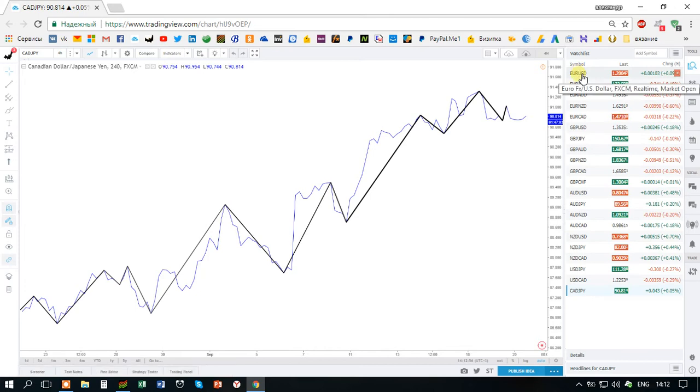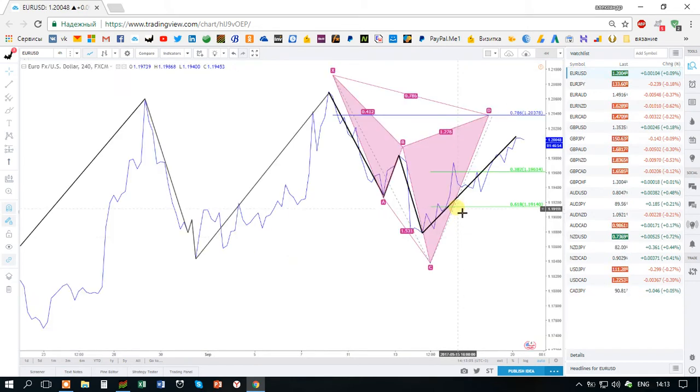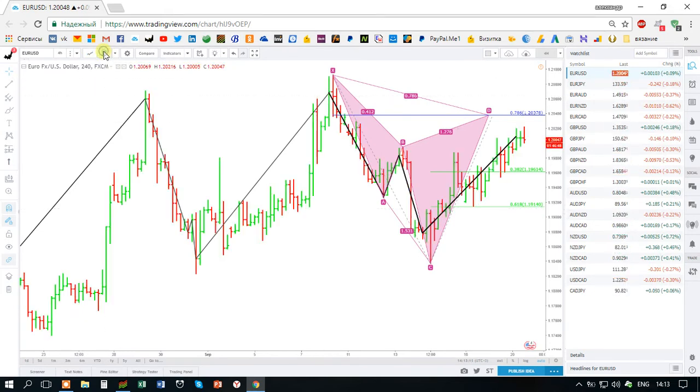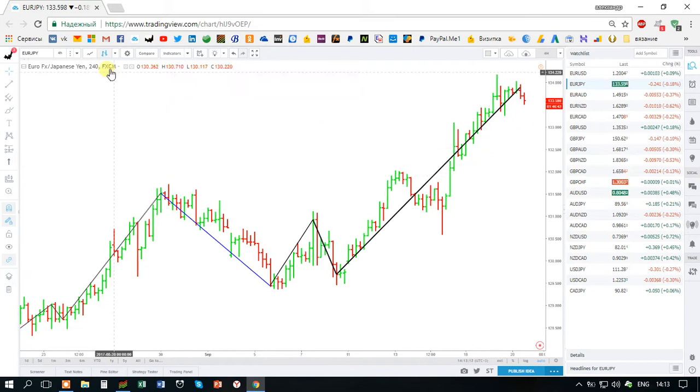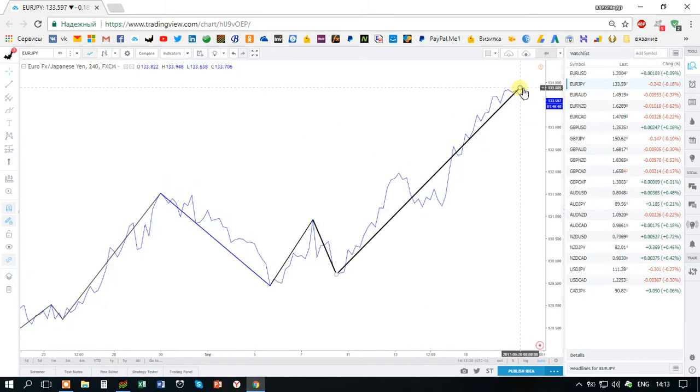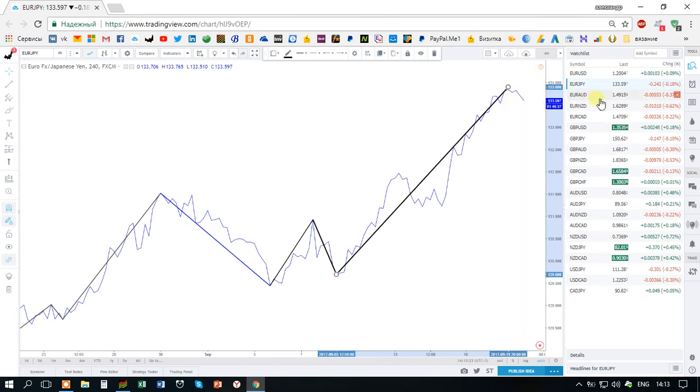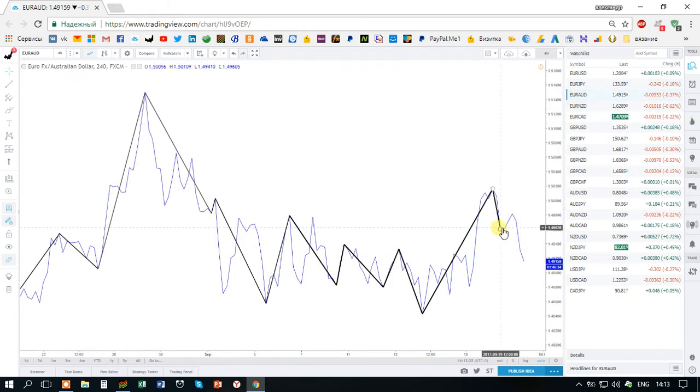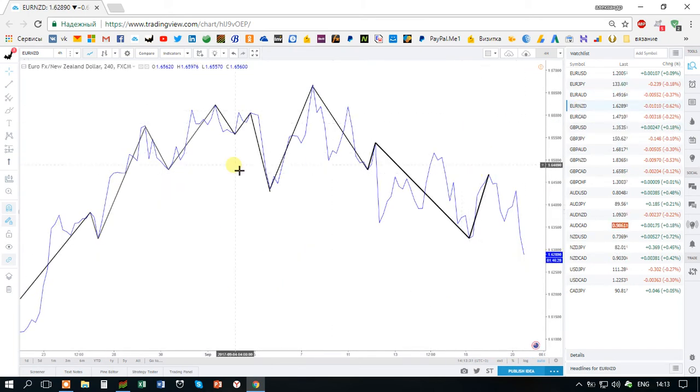Okay, start from Euro Dollar. Cipher is still in progress. It didn't complete. It moves higher and higher and higher. Euro Yen, nothing changed. Euro Aussie, moving lower. Euro New Zealand, we have a violation. Continuation of a downtrend.